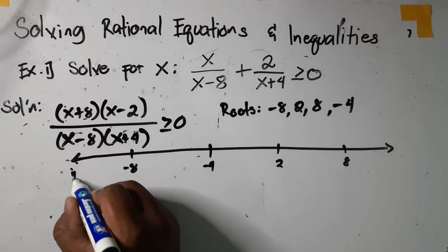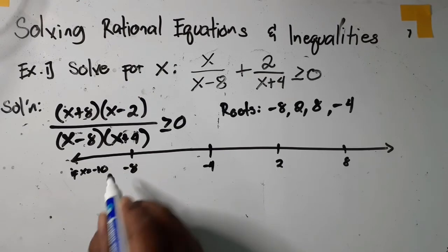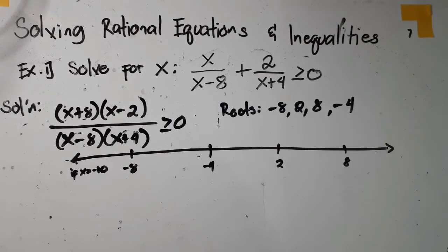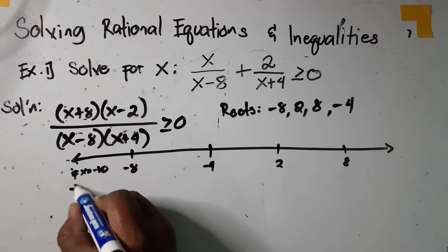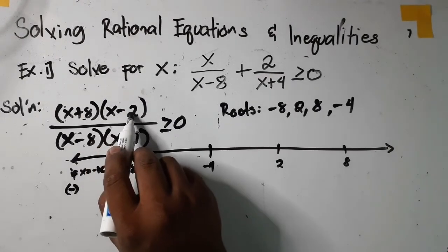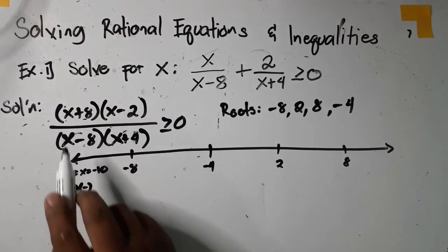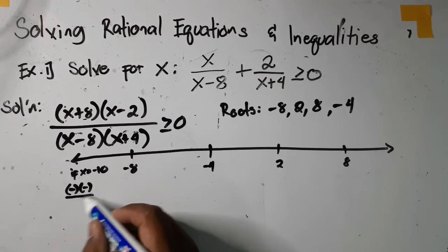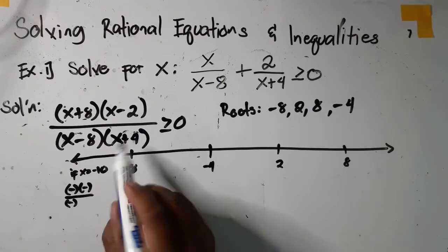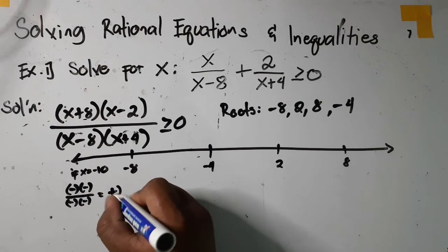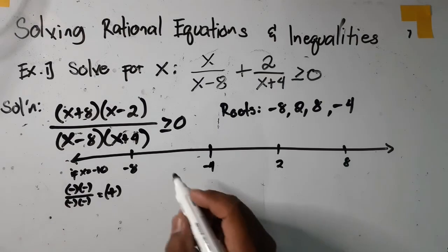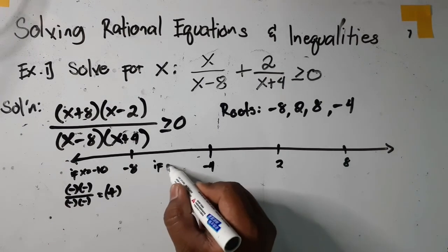Okay, choose a number. Let's say x is negative 10. We chose negative 10. Okay, substitute negative 10 into the given. So, negative 10 plus 8, you have a negative. Negative 10 minus 2 is negative 12, which is negative. Over negative 10 minus 8, that is also negative. Negative 10 plus 4 is negative 6, negative also. So you notice, negative times negative over negative times negative, okay, positive. To make it easier, if there is an even number of negatives, that is always a positive.